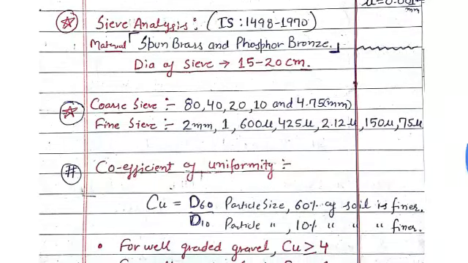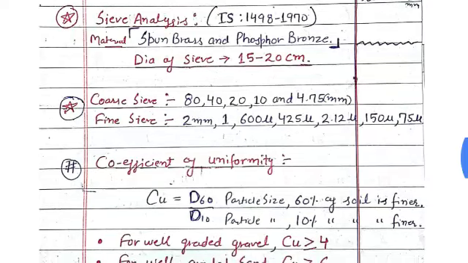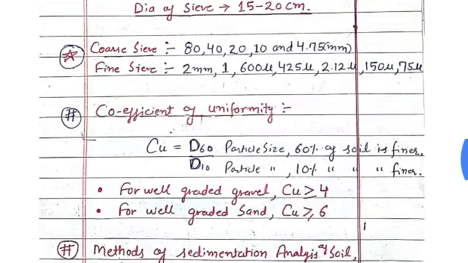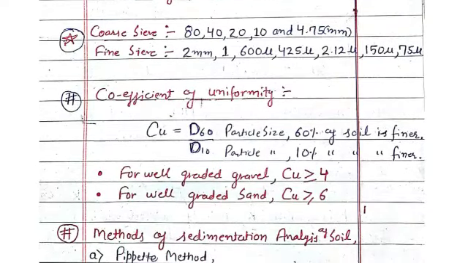Next one is coefficient of uniformity, that is denoted by CU, and that is equal to D60 upon D10, where D60 equal to particle size of which 60% of soil is finer, and D10 is particle size of which 10% of soil is finer. For well graded gravel, coefficient of uniformity is equal to or more than 4, and for well graded sand, coefficient of uniformity is equal to or more than 6.